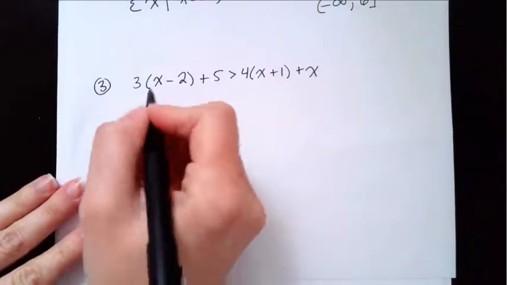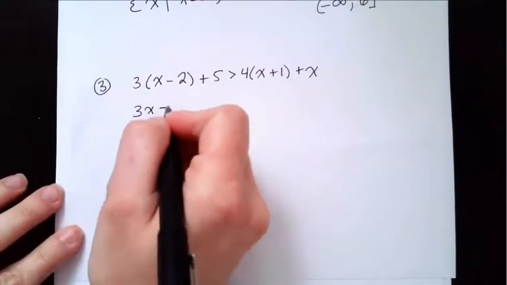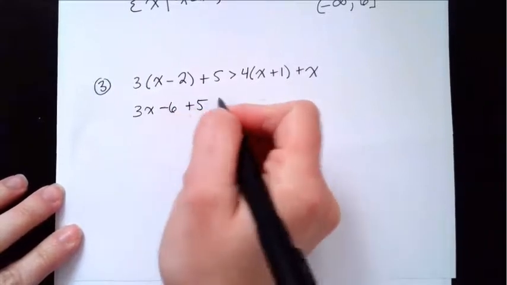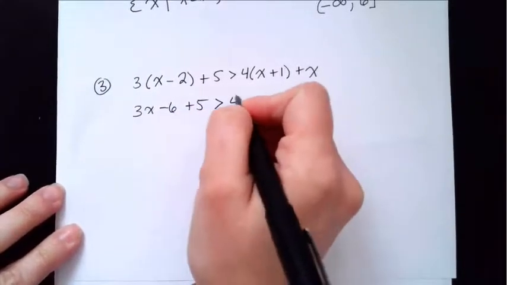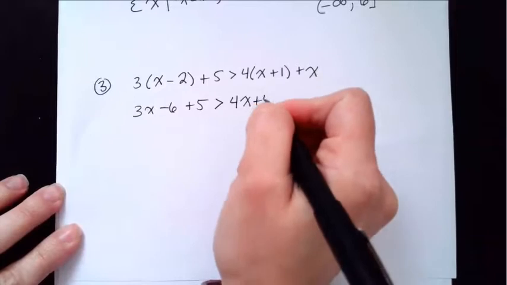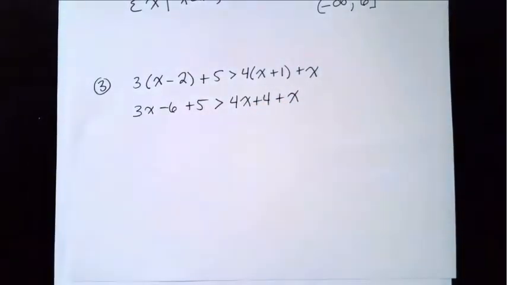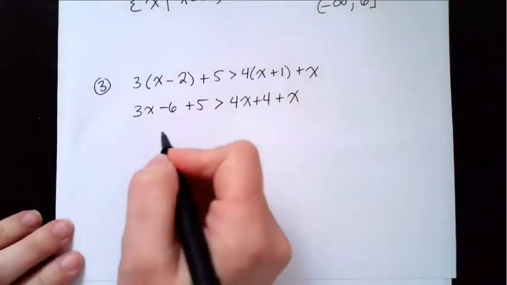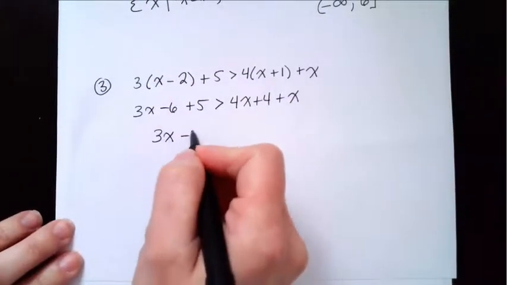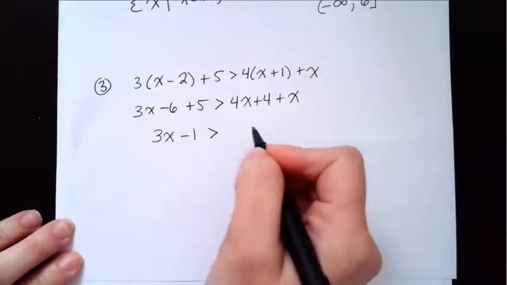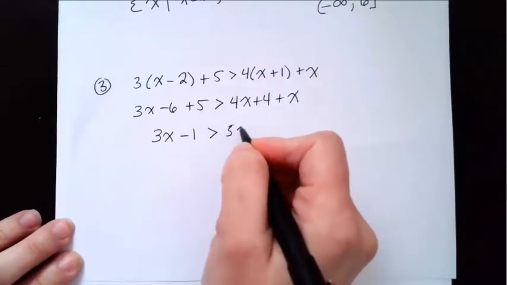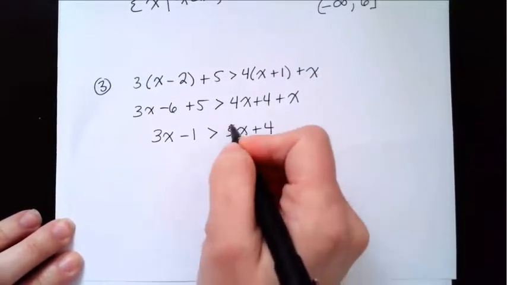So multiplying by 3, I have 3x minus 6, and then plus 5 is greater than, distributing with 4, 4x plus 4 plus x. Now we'll combine like terms that are on the same side. On the left, 3x minus 1 is greater than, and then on the right, 5x plus 4.